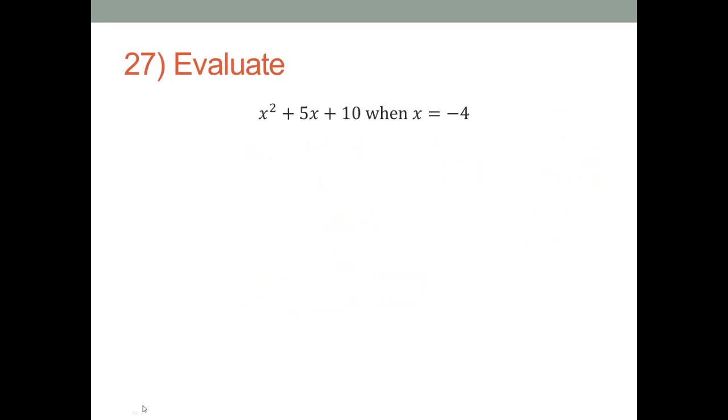All right, number 27. It says to evaluate. Okay, so it gives us the expression x squared plus 5x plus 10, and it wants us to evaluate that expression when x equals negative 4. So we're going to substitute negative 4 in the place, everywhere we see an x, we're going to replace that x with negative 4. And then after we substitute, we're going to evaluate by using the order of operations.